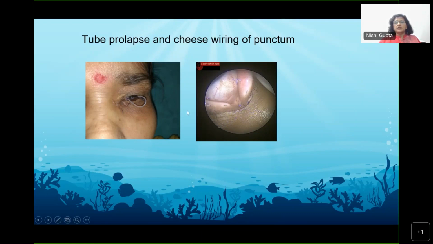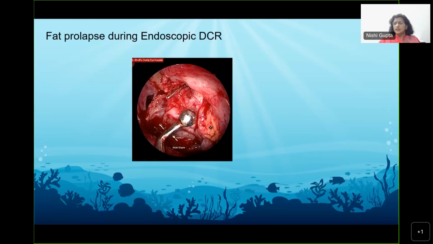So that is why when we put the stent, we try to check the medial canthal area by placing an instrument below the loop and make sure that it is not very tight. Then fat prolapse. It is again a complication that if I tell you how it happens, probably you can avoid it. If you see this case, this is a revision case.